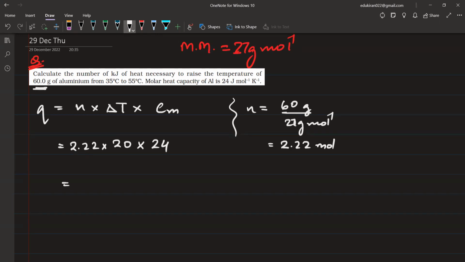So you just need to multiply these things and you will get the answer in joules, because this is in mole, this is in Kelvin, this is in joules, mole inverse, Kelvin inverse. So Kelvin inverse and Kelvin cancel, mole inverse, mole will cancel. You get the answer just in joules.